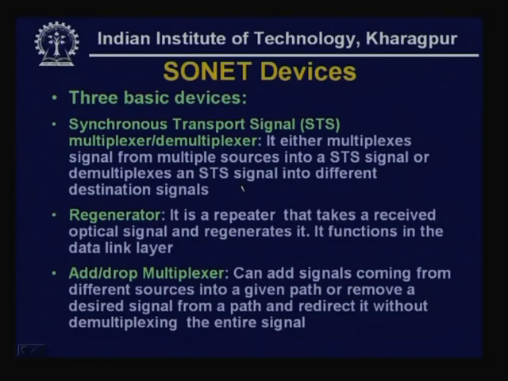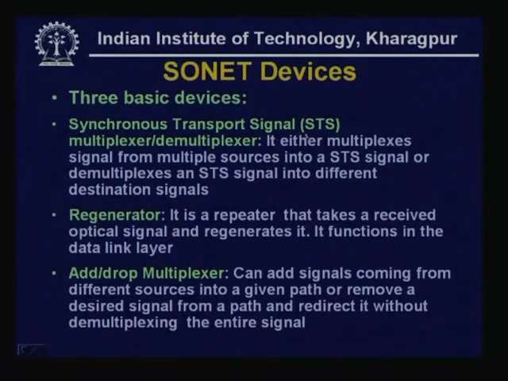So, we have seen the three different types of devices used in SONET. What are the functions of these three different types of devices? Let us see. The first one is the synchronous transport signal multiplexer demultiplexer. It either multiplexes signals from multiple sources into an STS signal, which, as we shall see, is a hierarchy of signals, or it demultiplexes an STS signal into different destination signals. Here it gets converted from electrical to optical or from optical to electrical.